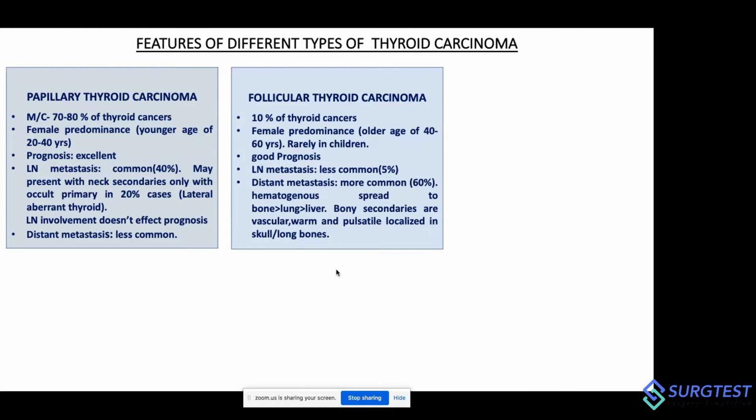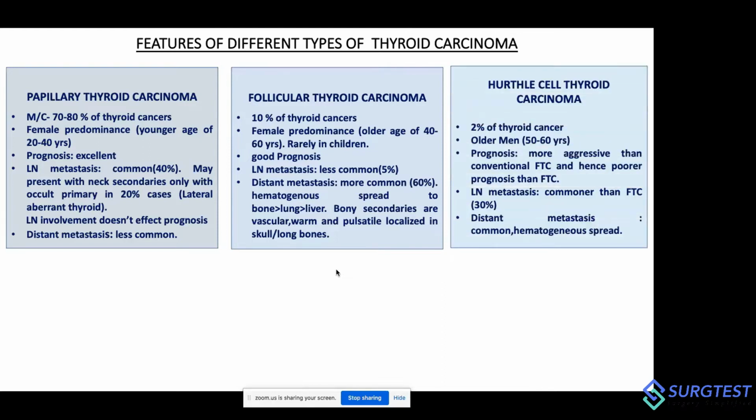Good prognosis. Lymph node metastasis is very less, only 5%. Distant metastasis is more common, up to 60%, with a hematogenous mode of spread. The most common site of metastasis is bone, followed by lung, followed by liver. And bony secondaries are vascular, warm, and pulsatile in the skull or long bones.